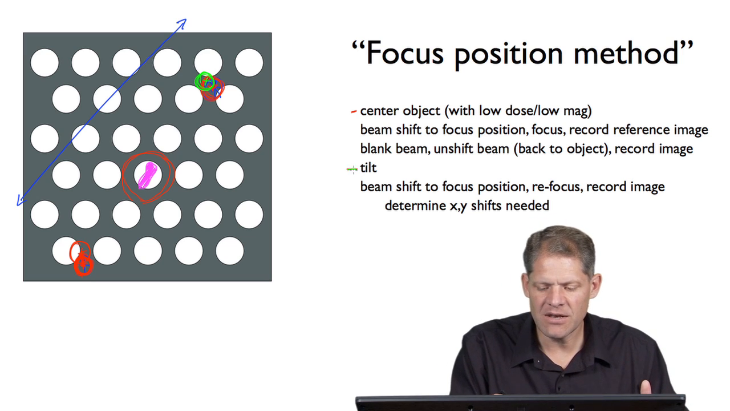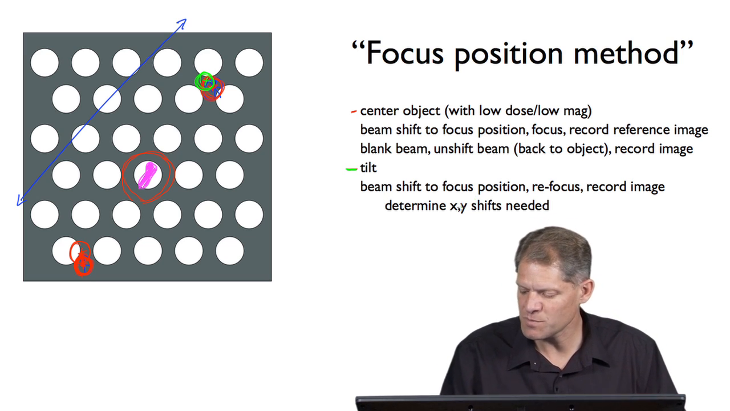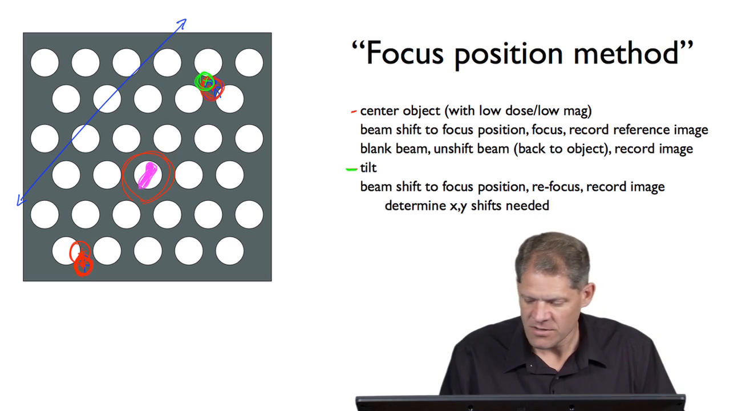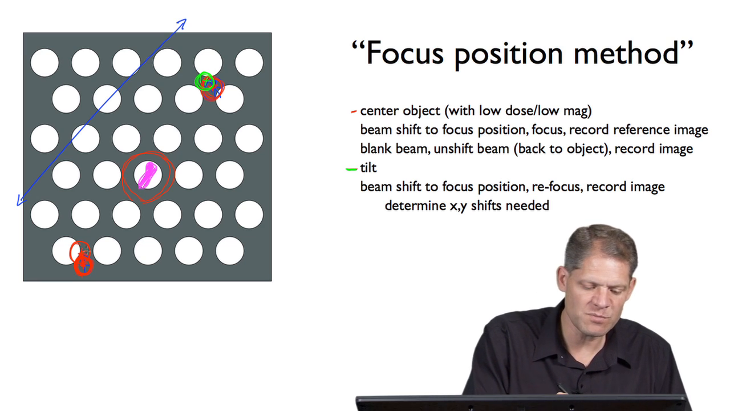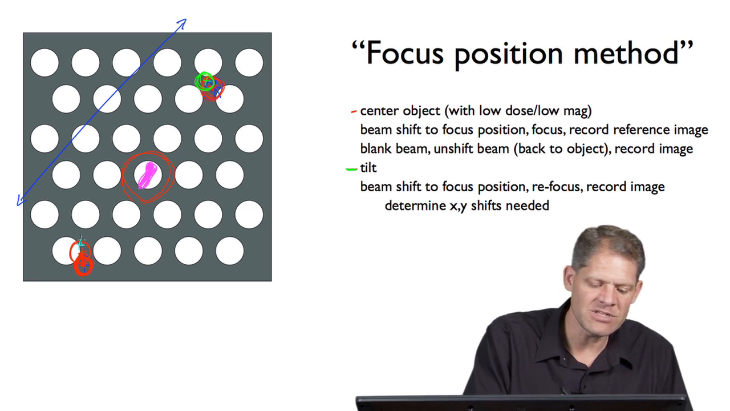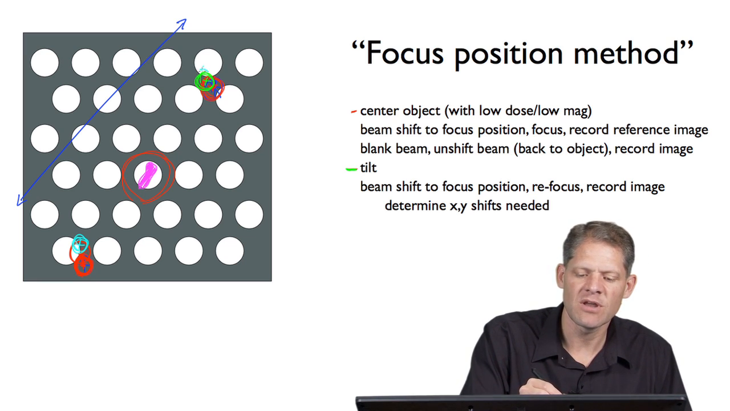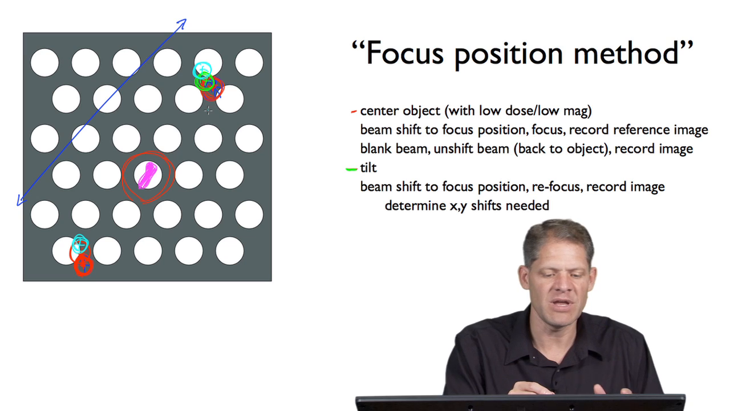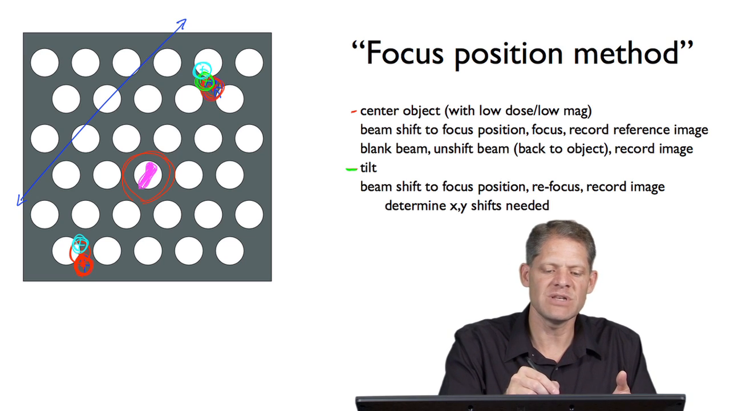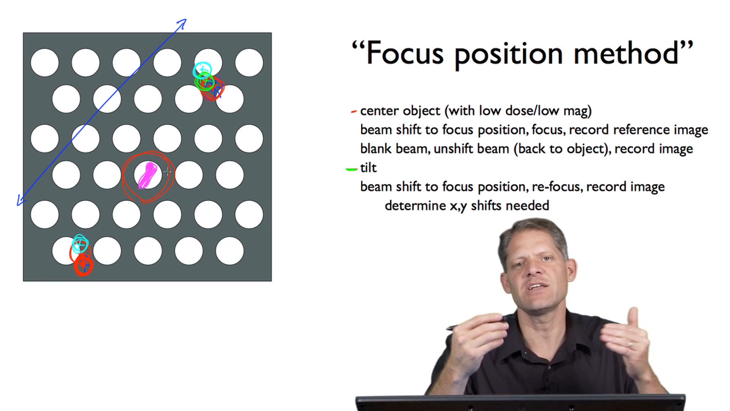Then you tilt again, and you move to the focus position. And so after moving to the focus position, you refocus, and maybe you'll see that the grid seems to have moved over here. And then you might go to the other focus position and see that your grid has moved a little bit. And so by tracking the movement at the focal position, you prevent overdosing your sample, but you can still track its movement.